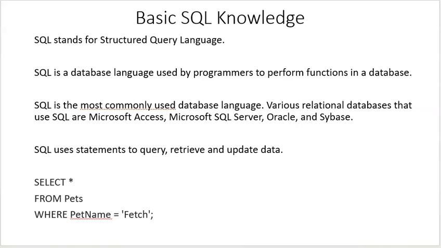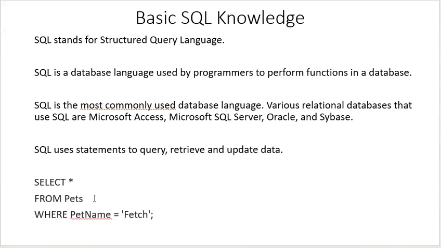So here is a SQL statement. The first line says select asterisk. Select asterisk means select all. So we want to pull all the data. Where do we want the data from? We want it from the table called pets. So pull all data from the table that is named pets.